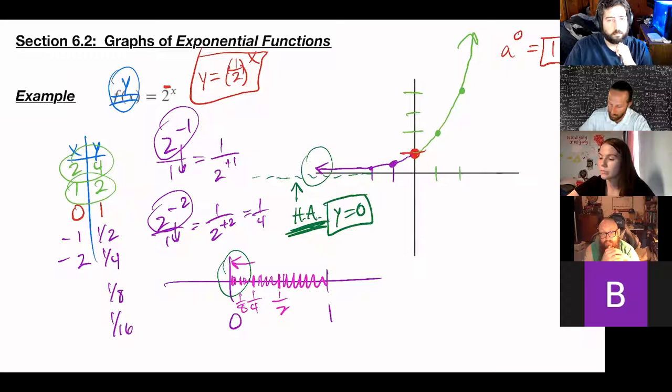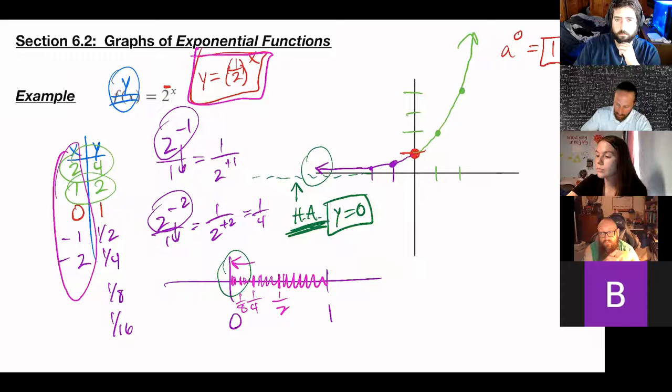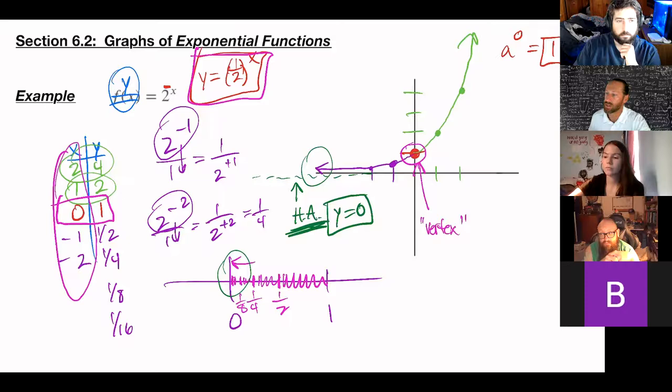Or, as Dustin was mentioning, we could just take this and rewrite it as this and plug in all of these x's again. But this would still be there, which is why I'm going to give it the name that Drew did, and I'm going to call that important point the vertex. That's going to be my starting point.